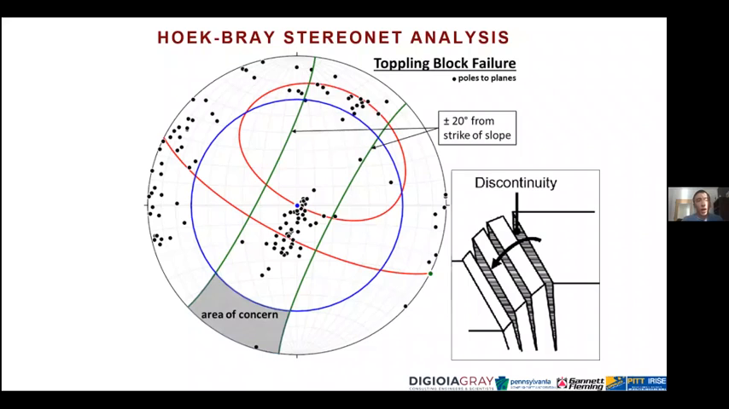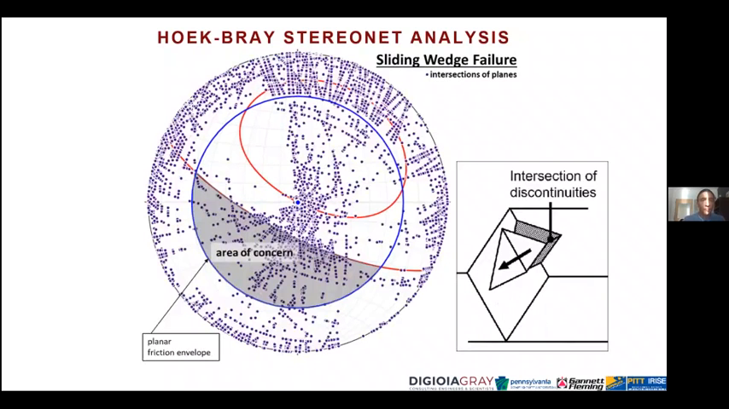And then toppling blocks is similar, but where you have a similar strike between the discontinuity itself and the slope face, but the dip is a high angle dip, but in the opposite direction of the slope face. So you get toppling blocks and toppling slabs. And in this case, we only have one little dot here in this area of concern, which may very well be an outlier itself. So not too much concern over toppling blocks.